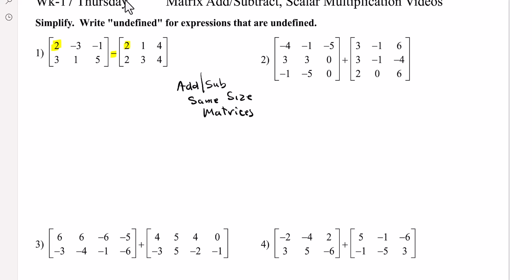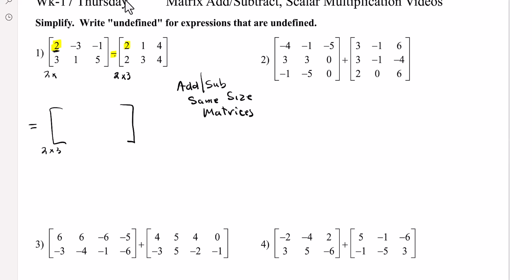By the way, this is a 2-row by 3-column matrix. So you always put the rows first, the columns second. And this is also a 2-row by 3-column matrix. And so that's what you're going to write. And so the answer, when you do the subtraction, will also be a 2 by 3.